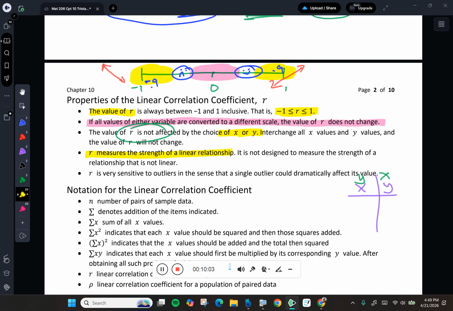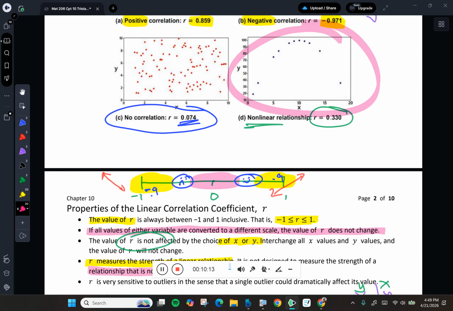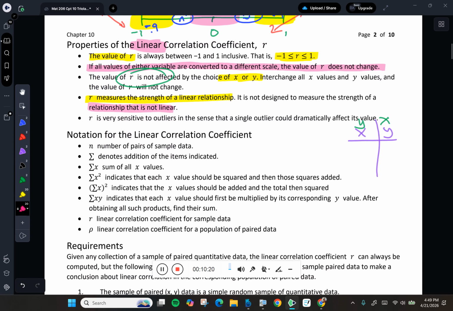Okay? That's all it's good for. If your relationship is not linear, like this guy, don't use r to talk about it. Because that lowercase r, that linear correlation coefficient, by definition, only works for lines. Right? And then the last thing, r is very, very sensitive to outliers. And a single data point that is an outlier can dramatically affect the overall r.